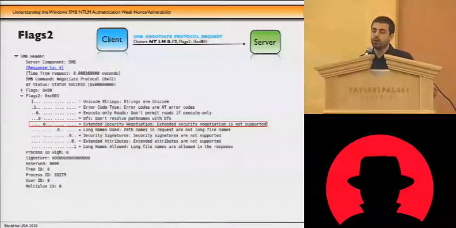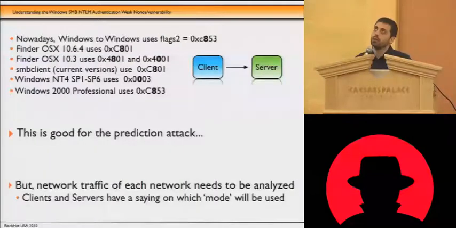Which mode is actually going to be used between two Windows machines is determined by a bit in a field called flags2 in the SMB header of the SMB negotiate protocol request packet. That is the first packet that is sent from the client to the server when the client wants to authenticate against the server. The thing about this is that for some time now, I think starting with Windows 2000, Windows machines use the NTLM SSP mode between them.